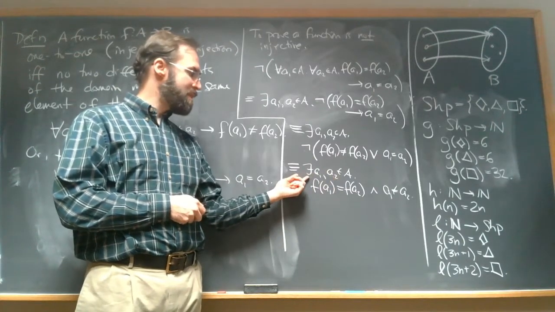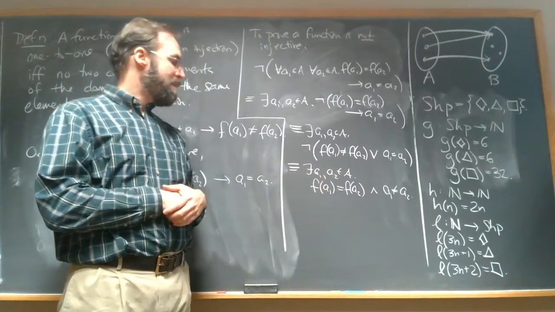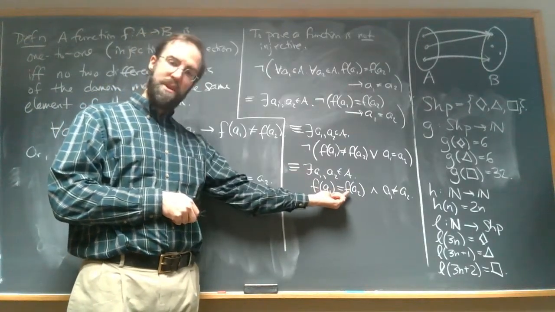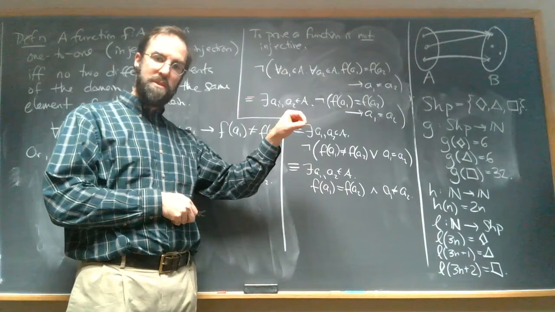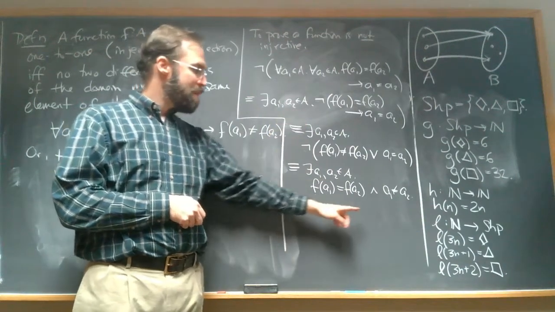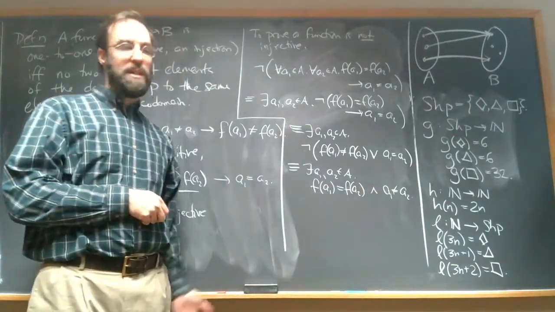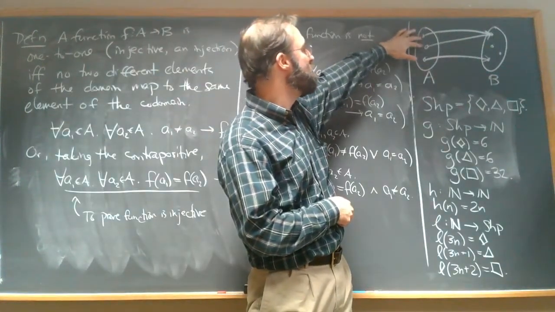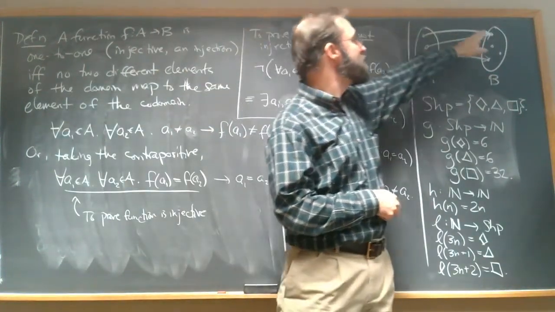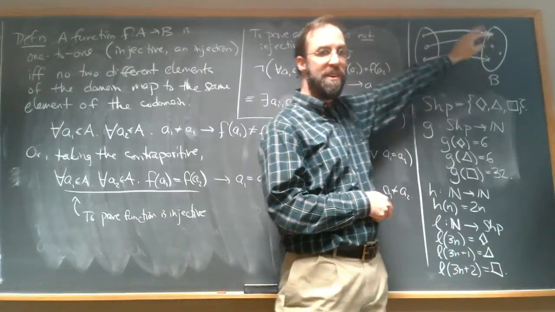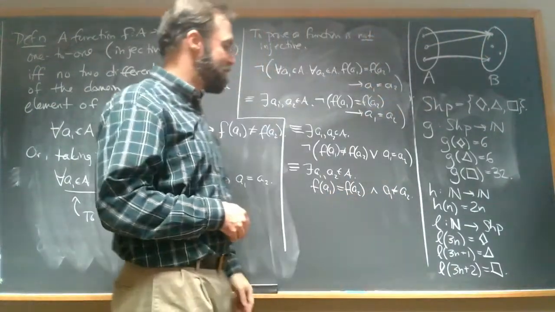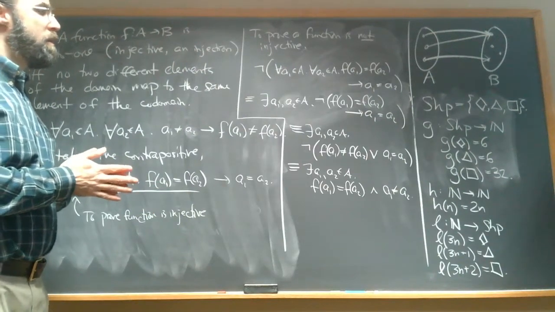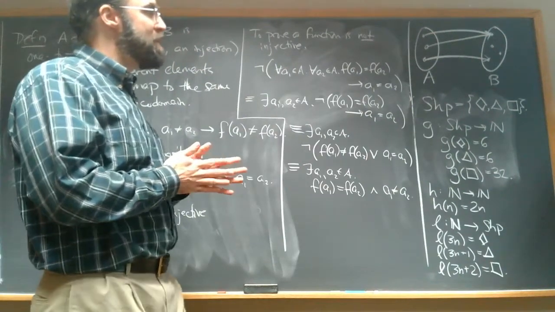This says there exists some A1 and A2, such that, well, f A1 equals f A2, so the function sends them both to the same place, but they're not equal. And that makes sense, right? That's exactly what was wrong in this picture up here. There exists these two elements of A where they get sent to the same thing over here, but they weren't equal over here. Okay.